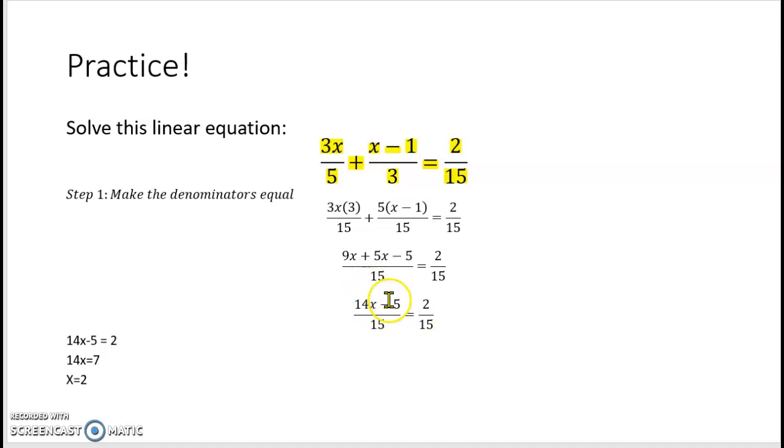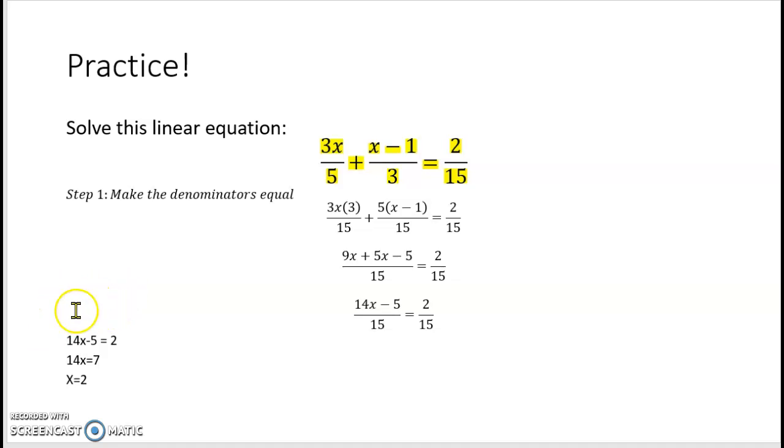Again, the division here, divided by 15. To get rid of it is to do the opposite operation. That means division is canceled out by multiplication. So we'll multiply 15 on both sides. So we get rid of the 15. Then we're left with the numerators here. 14x minus 5 equals 2.